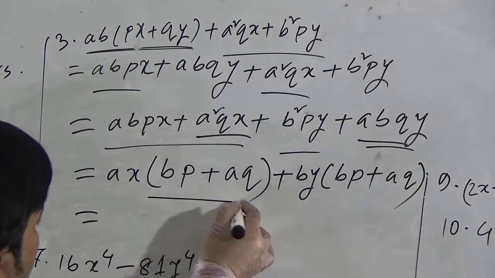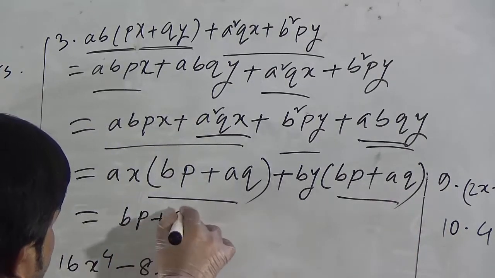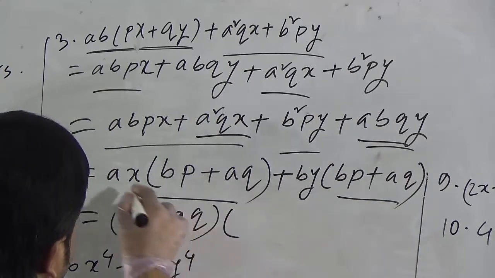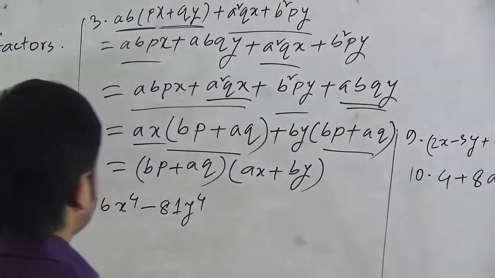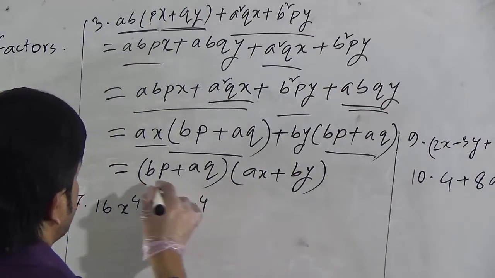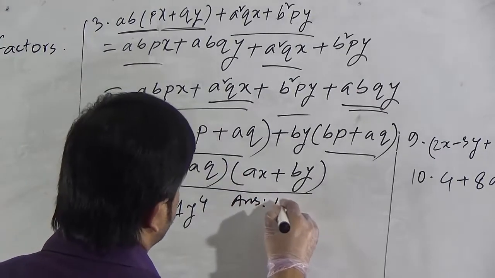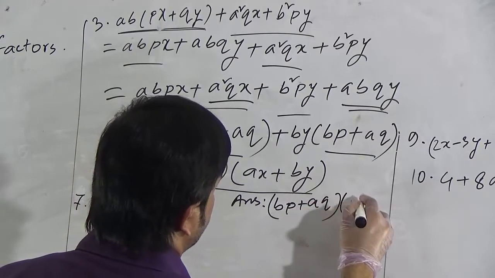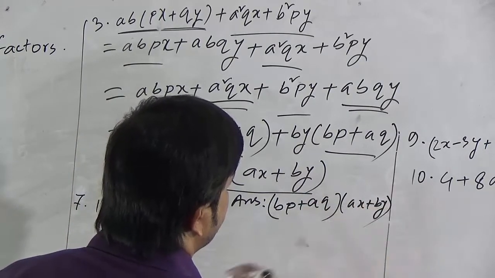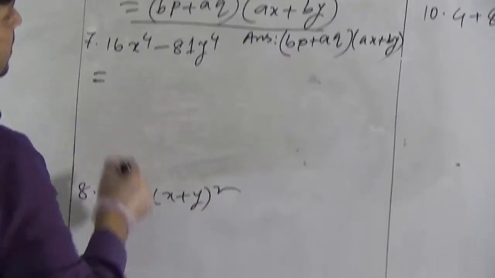Now bp plus aq, bp plus aq, and here is ax remaining, here is by remaining. So we can say our answer of question 3 is bp plus aq into ax plus by. Now the next question, question 7.